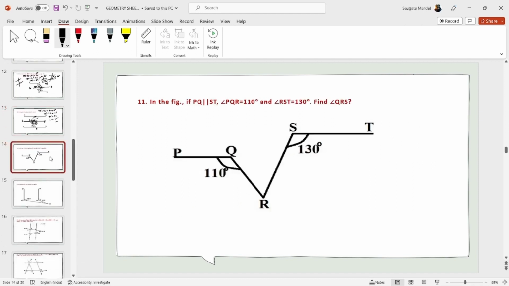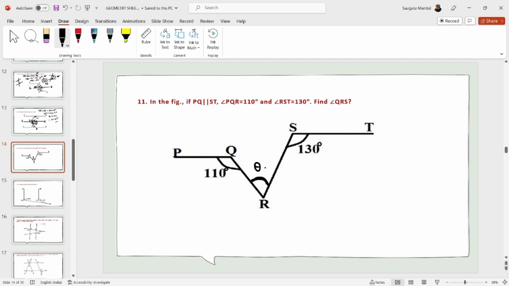Question number 11. In the figure, if PQ is parallel to ST, angle PQR is 110 degrees, and angle RST is 130 degrees, find the value of QRS.